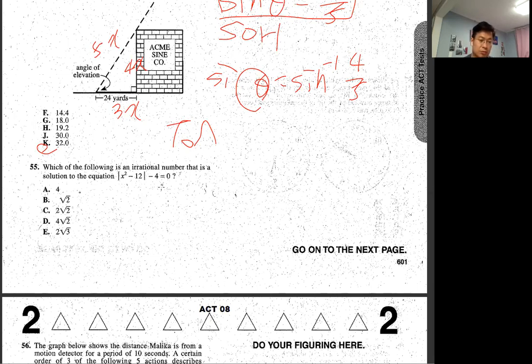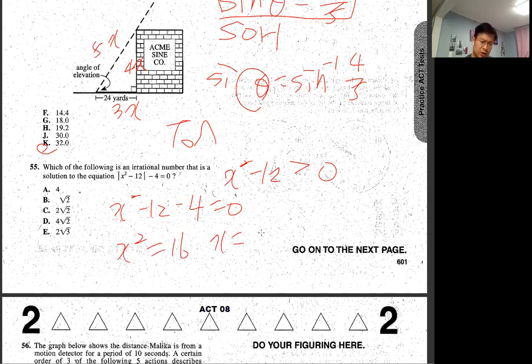Solution of this one. You have to think about two different ways. If x squared minus 12 is greater than 0, then it will come out as what it is. So then x squared equals 16, x has to be plus or minus 4. But then you plug in 4, positive, minus 4, positive, so that's good. But then it's not irrational, so we don't need to worry about it.